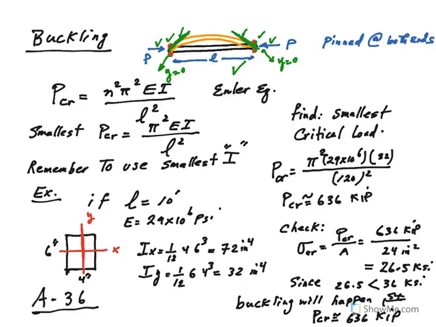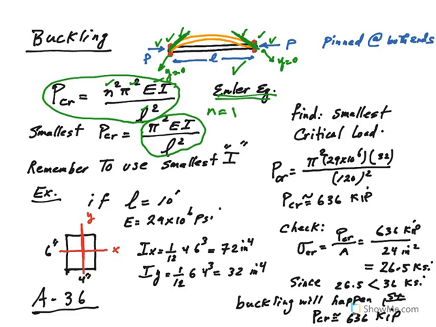By the way, the equation that gives us the critical load is n squared pi squared EI over L squared, right? The smallest load is when n is equal to 1. So if you set n equal to 1, you end up getting this equation. This is known as the Euler equation. Euler has so many equations, so many formulas, and this is one of them.